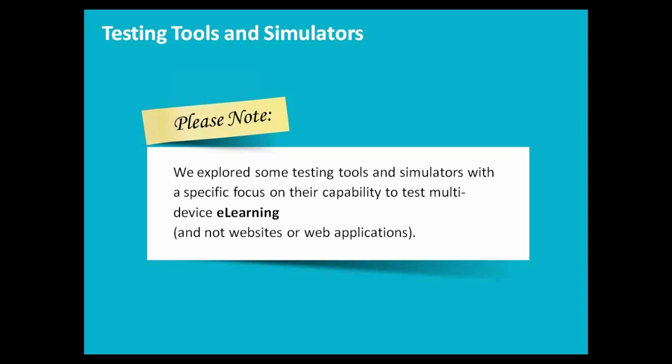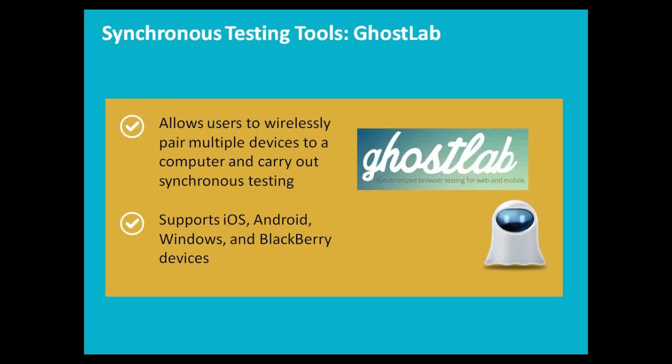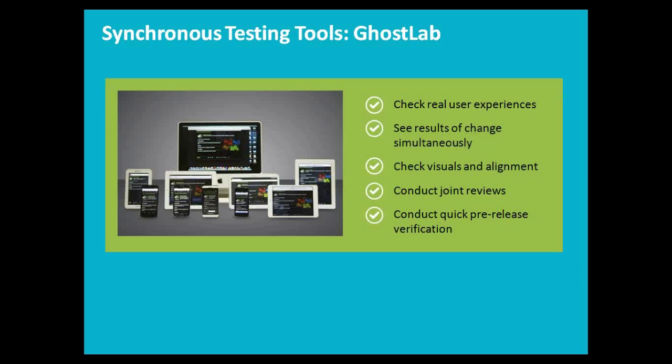So the first category that we tried was synchronous testing tools, and we tried a tool called GhostLab. GhostLab allows testers to wirelessly pair multiple devices to a main desktop and then carry out synchronous testing. It supports iOS, Android, Windows, and BlackBerry devices. Because GhostLab is about concurrent testing on actual physical devices and configurations, you can check real user experiences. So we found it very important to be able to check on physical devices.